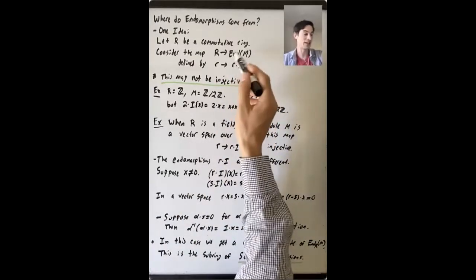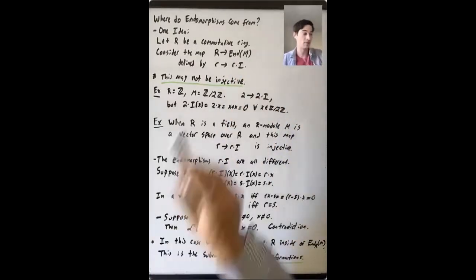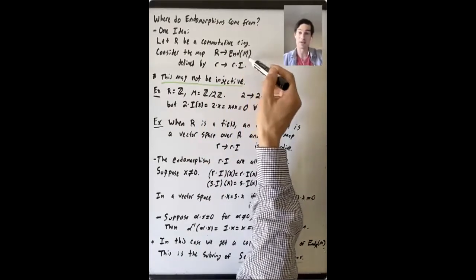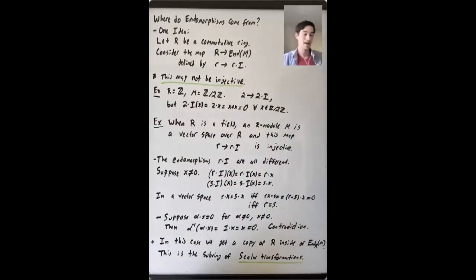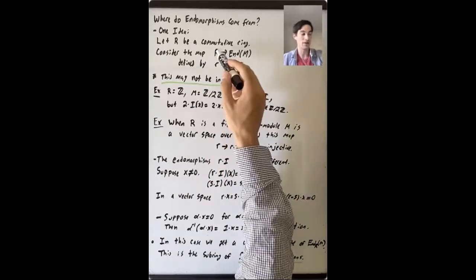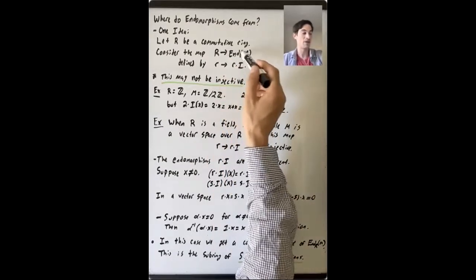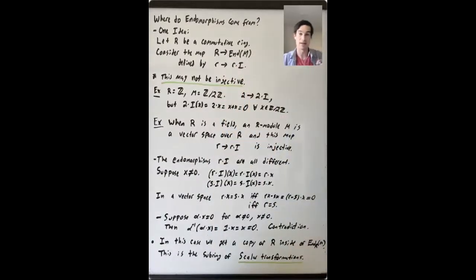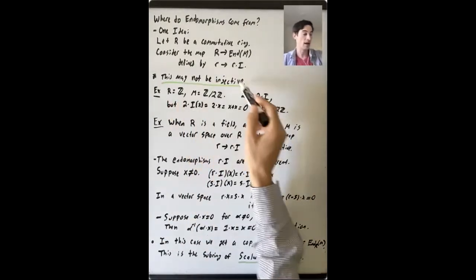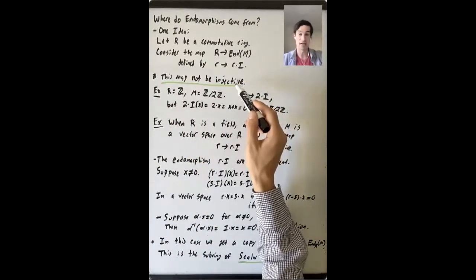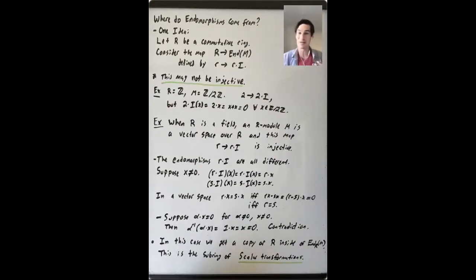This is actually a ring homomorphism from R to the endomorphism ring here. And so you might think, well, yeah, that's great. Now I get some copy of R inside the endomorphism ring. But you have to be careful because this map doesn't have to be injective. So I'll take a really extreme example.